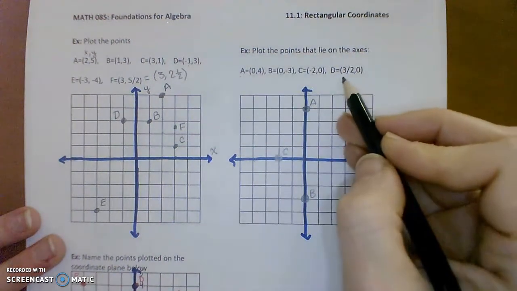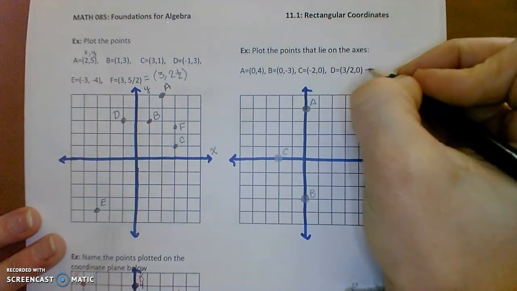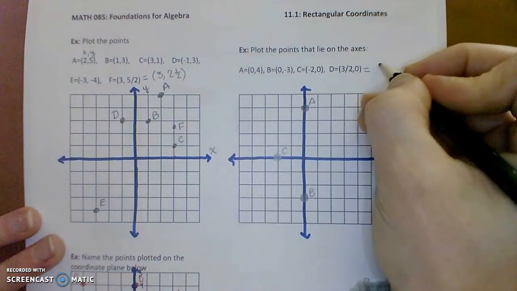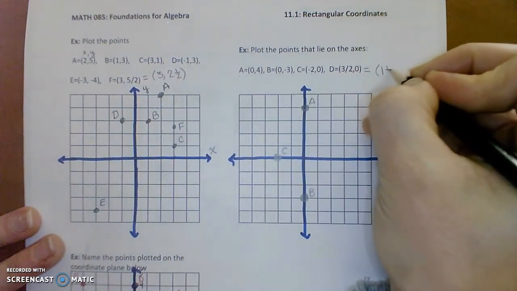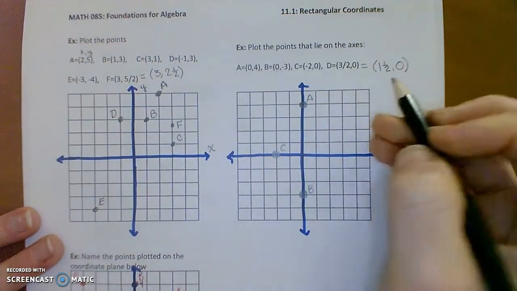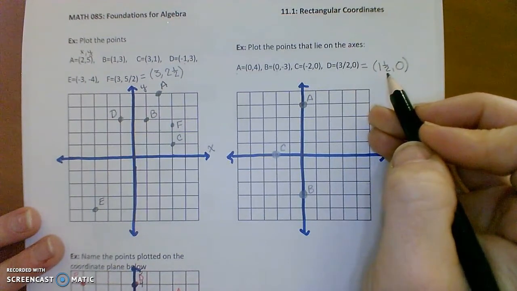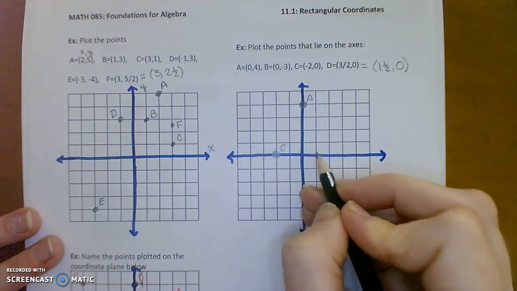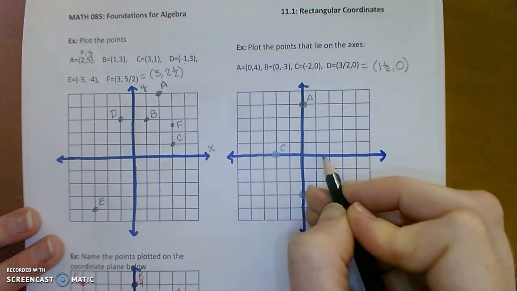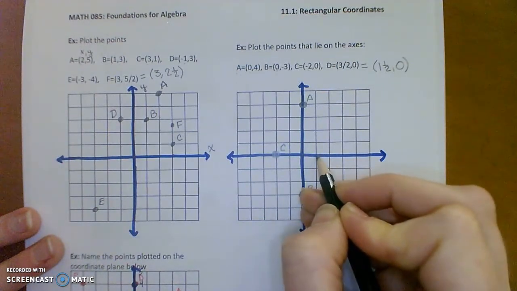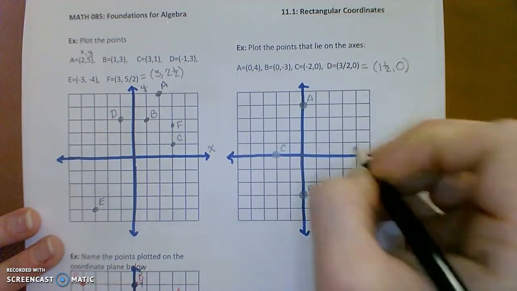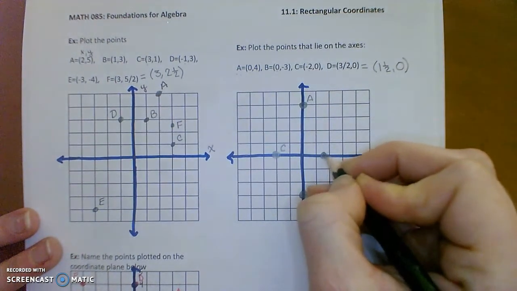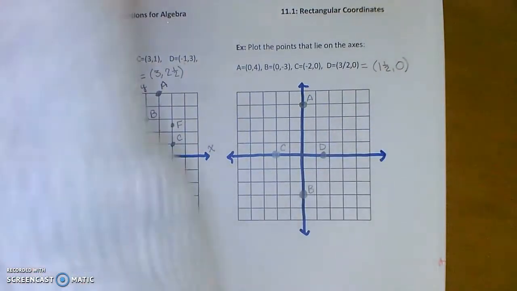And now 3/2, 0. So this is another one of those funny points. It's not on one of the grid crossings. 3/2 is the same as 1.5. So 1.5, 0. So what we'll do is move 1.5 units to the right and then 0 units up or down. So I'll go halfway, 1/2 of the way to the next unit. So 1.5 and 0 units up or down. So there's my point D.